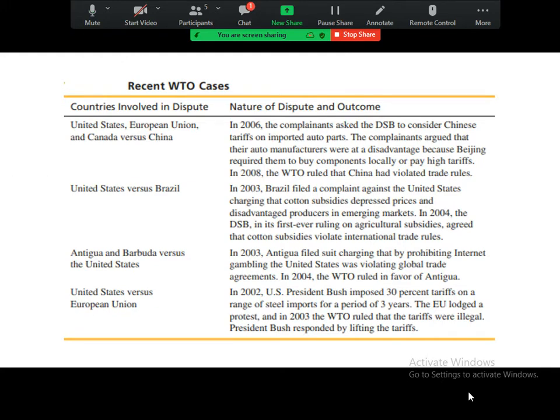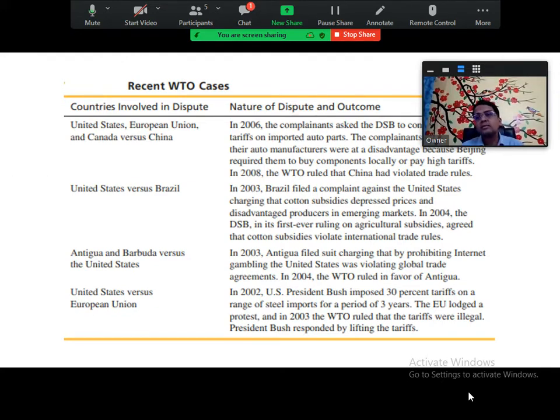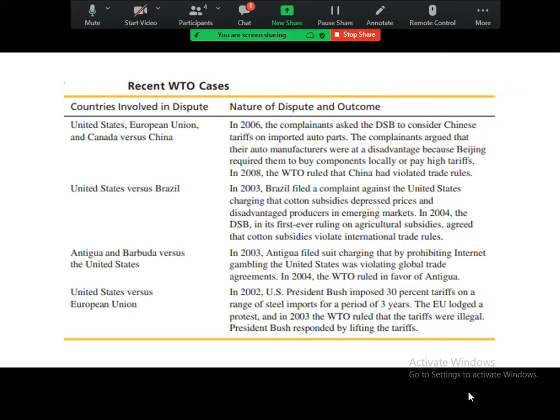Now, this table lists some of the recent cases that have been brought to the WTO. You can read. Okay. Then the trade ministers representing the WTO member nations meet annually to work on improving total world trade. It remains to be seen whether the WTO will live up to these expectations when it comes to additional major policy initiatives on such issues as foreign investment and agricultural subsidies.